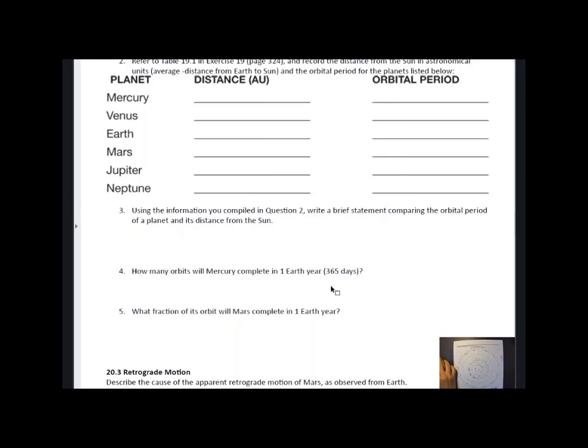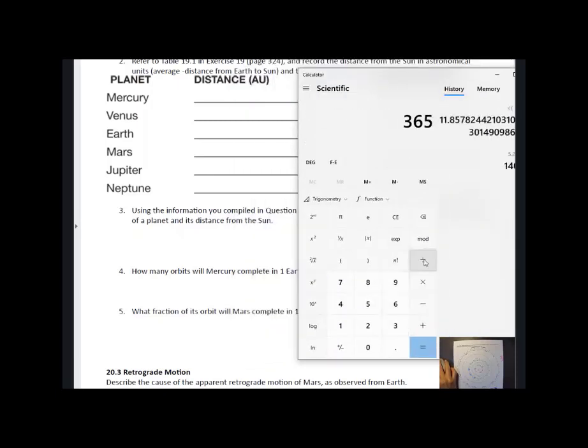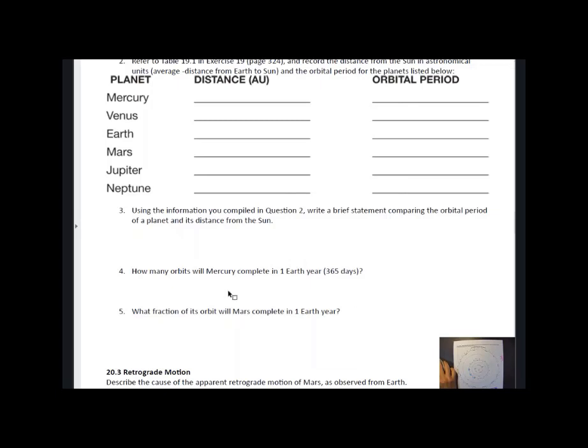How many orbits will Mercury complete in 1 year? So it takes 88 days for one orbital period for Mercury. So basically 365 divided by 88. You get a little over 4. So it goes around 4 times, because remember it's 88 days.